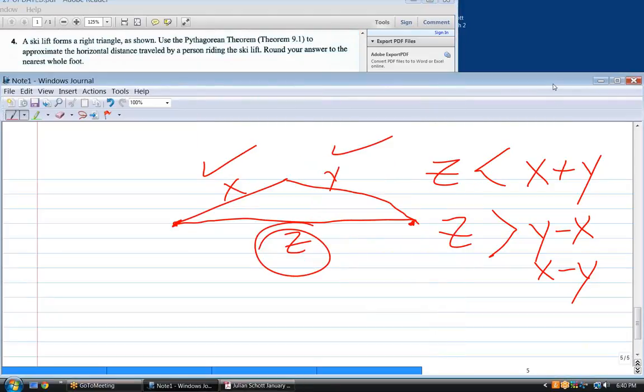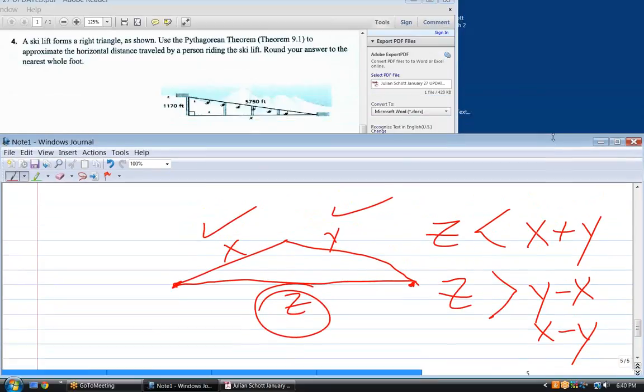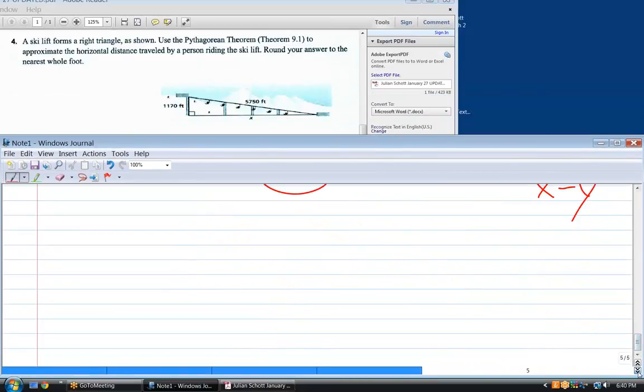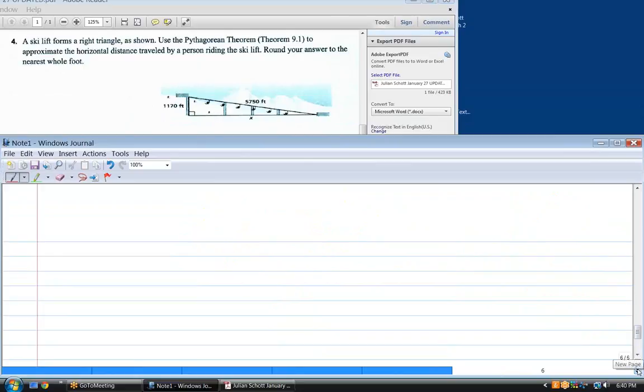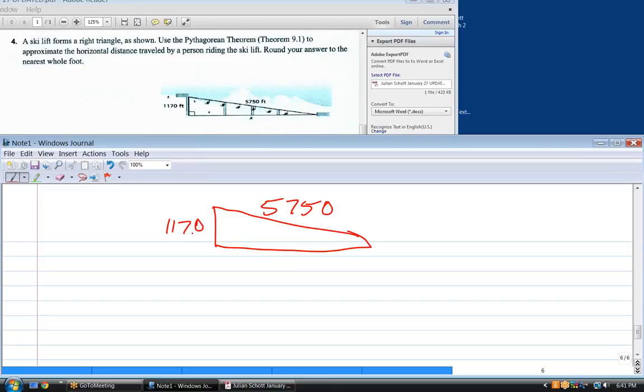All right, these word problems are all just triangle problems. It's as if they drew a triangle with dimensions and want you to solve for whatever's missing. This particular triangle is 5750 and 1170, and they want to solve for x, the horizontal distance. So how do I do that?